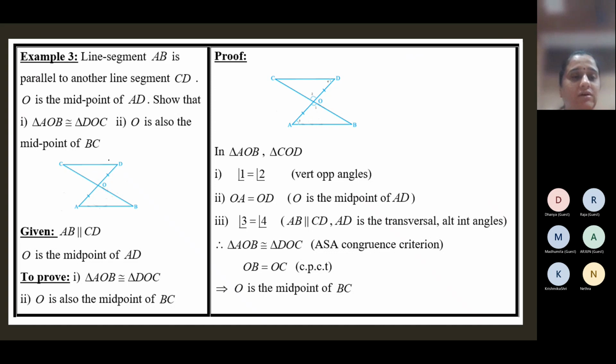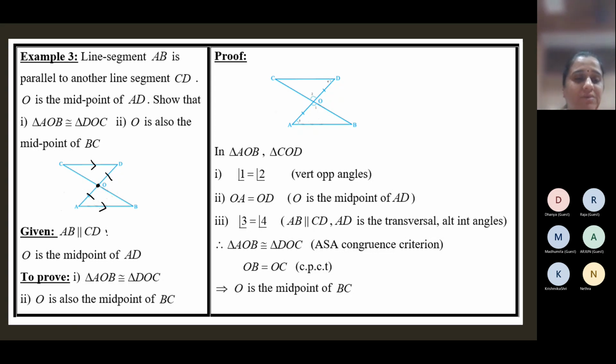So in this figure, we are given that AB is parallel to CD. And we are also given that O is the midpoint of AD. That means OA is equal to OD. O is not given to be the midpoint of BC, so we cannot say that OB is equal to OC. O is only the midpoint of AD, so OA is equal to OD.